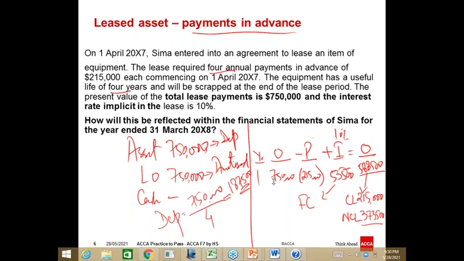So there are a few questions on the student side. Sometimes we have to less the initial cost. Initial cost, no. Initial cost or issue cost is deducted only when you are talking about the issue cost of the loan under IAS 32.